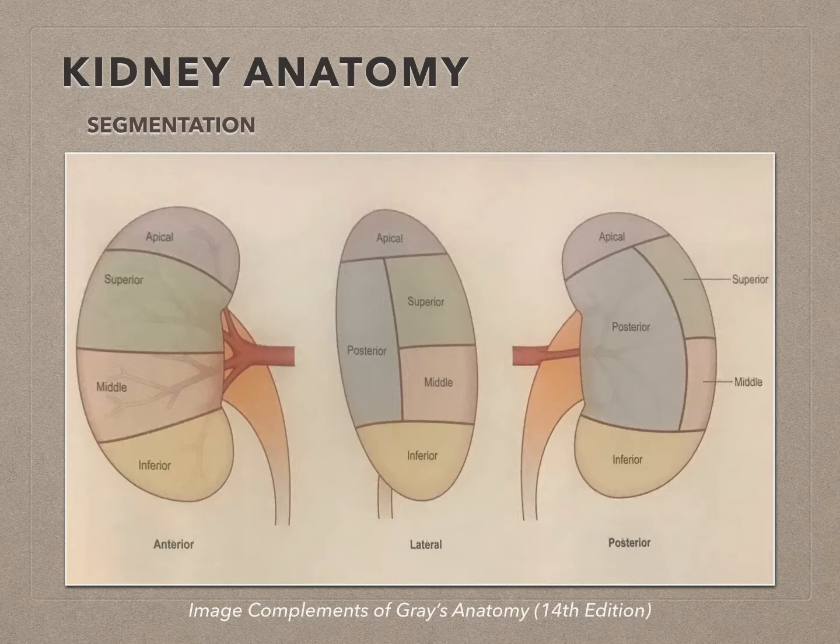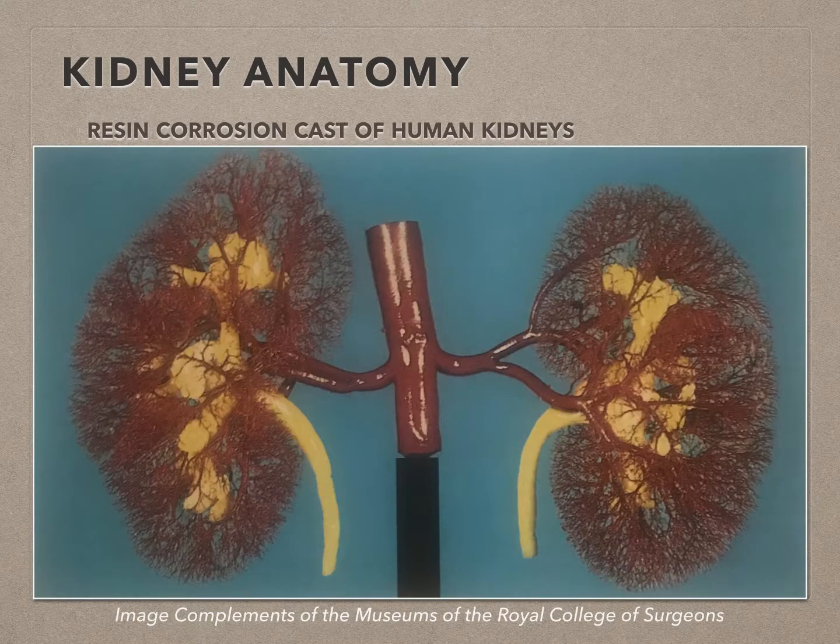The kidney segments were originally discovered in 1794 by John Hunter. The first detailed account of the kidney's arterial segments was created in the 1950s thanks to radiographic technology and resin casts, which further identified the 5 segments of the kidney shown here: the apical, superior, middle, inferior, and posterior segments. In the resin cast provided by the museums of the Royal College of Surgeons, the ureters appear in yellow, but it is the vasculature of the kidneys in red that is truly quite impressive.